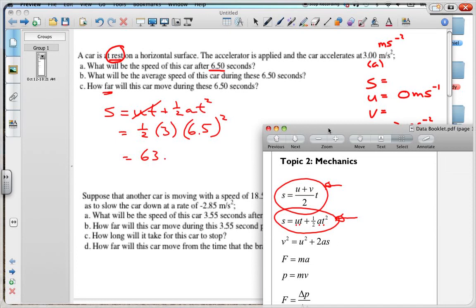Now the whole answer is 63.375 meters, but I would only write this to 3 significant figures. So I would write this as 63.4 meters, keeping the correct number of significant figures.